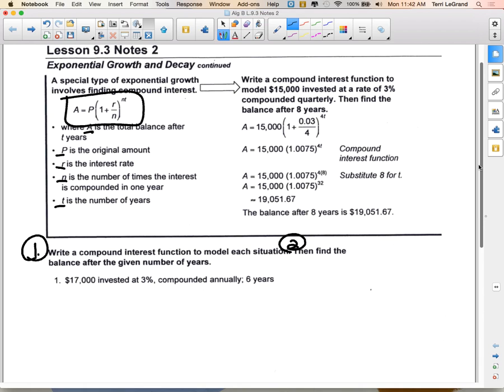If it was compounding quarterly, how many quarters are there in a year? 4. There's 4 quarters in lots of things, right? 4 quarters. Kelvin, head up. Kelvin, would you tell me if we did have it compounded annually, how many times would that be? How many times does that happen in a year? Annually.